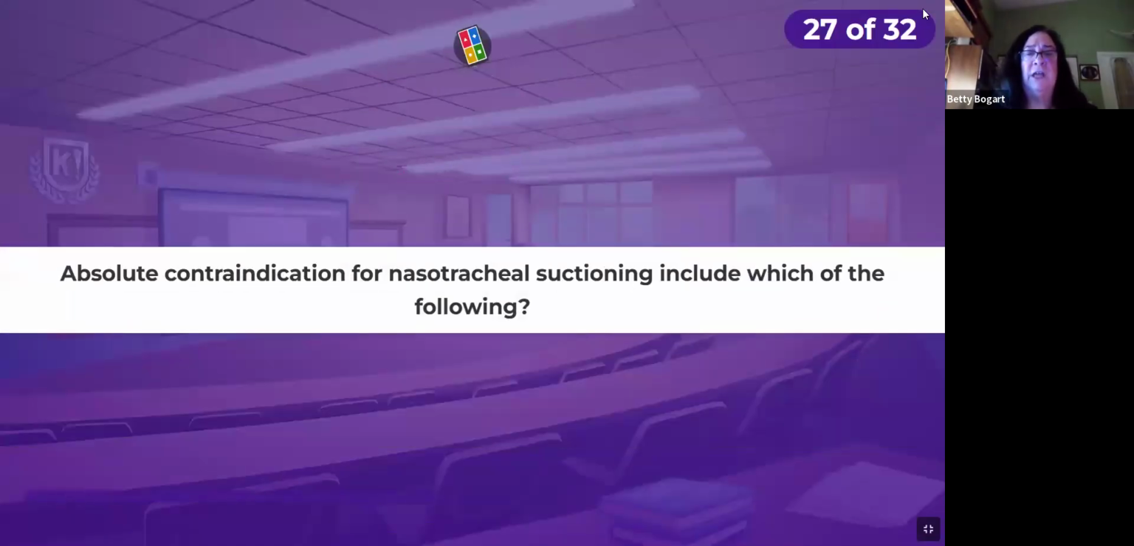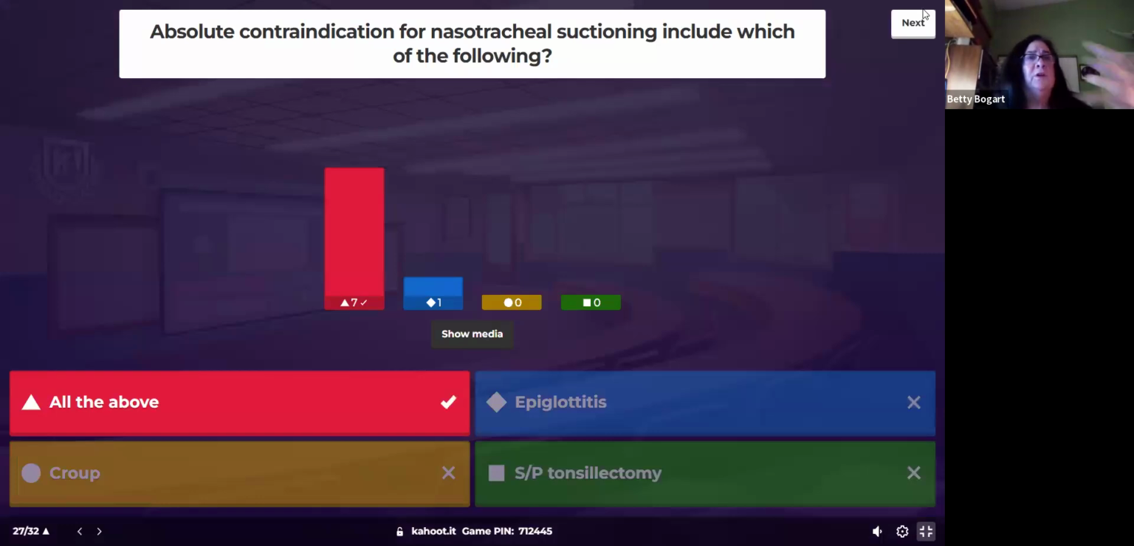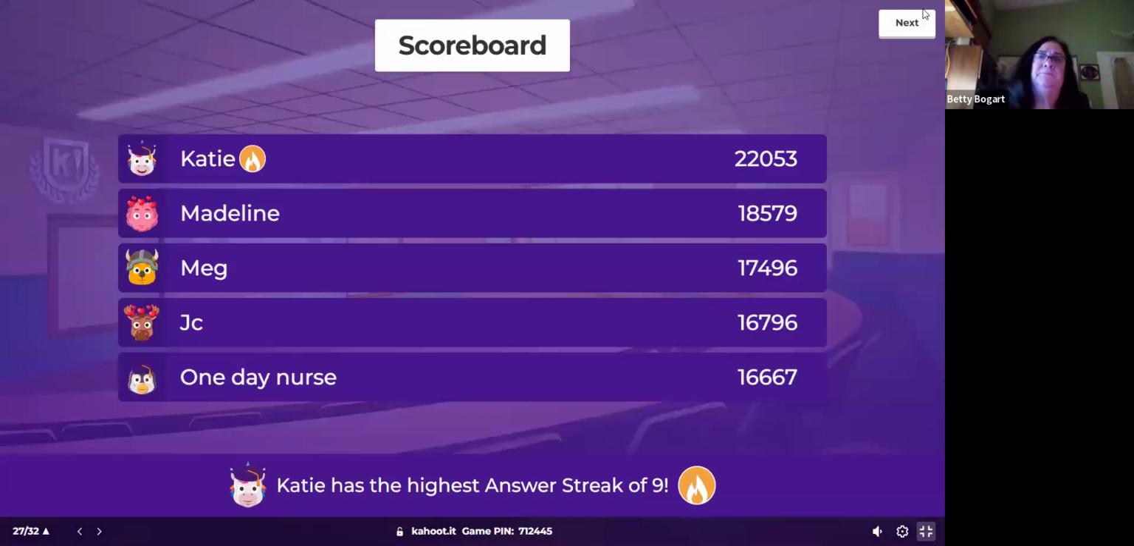An absolute contraindication for nasotracheal suctioning includes which of the following? What they're asking about is why would you put something in a mouth? You're going to create more swelling, and those are problems. Epiglottitis, you don't want a problem. Croup is already swelling. Tonsillectomy could bleed back there.